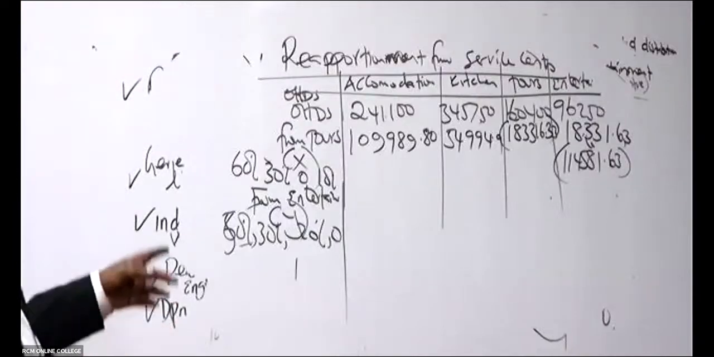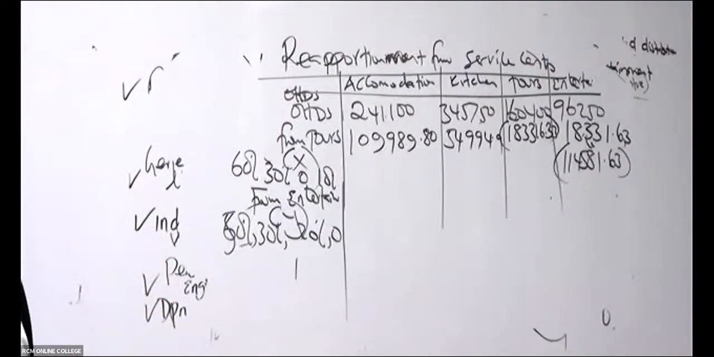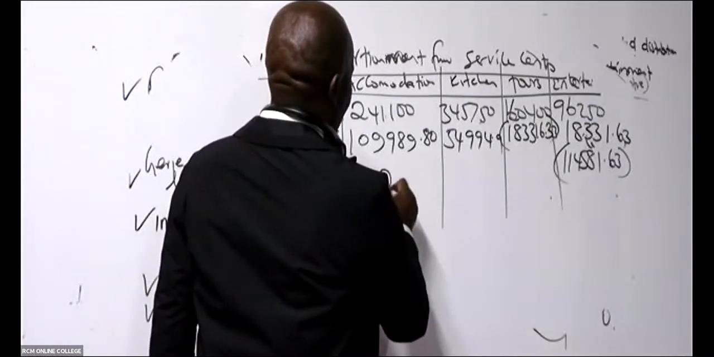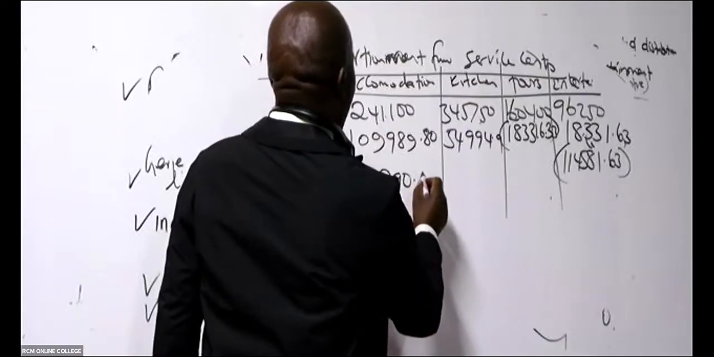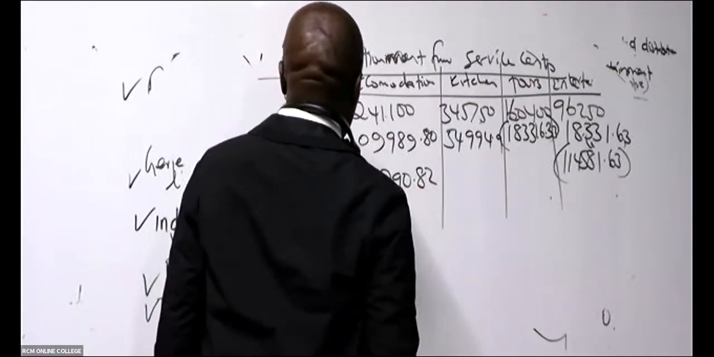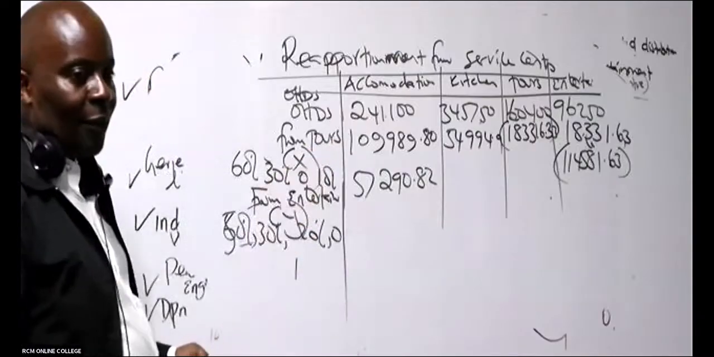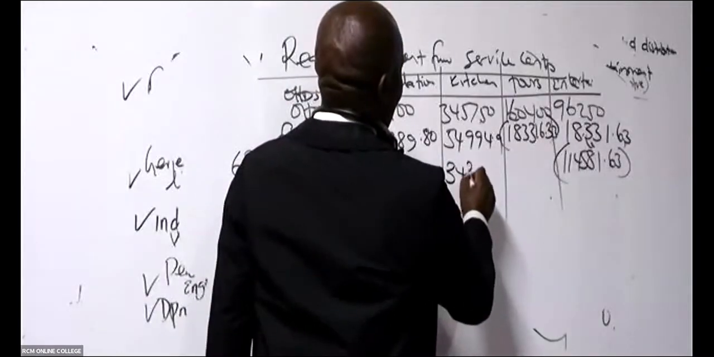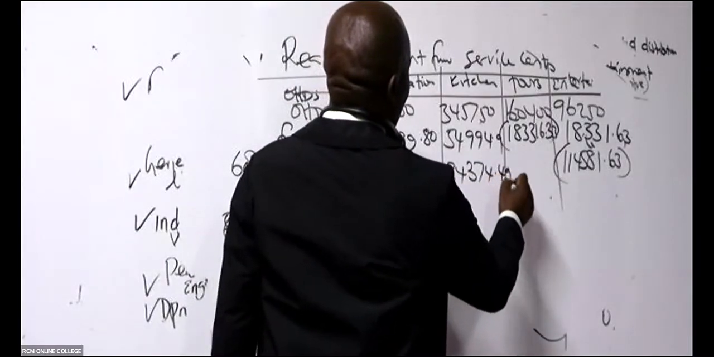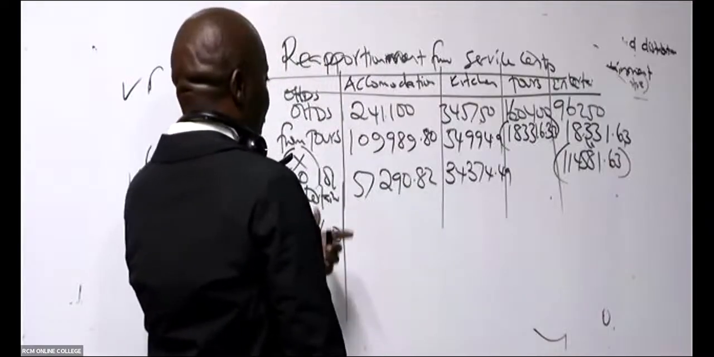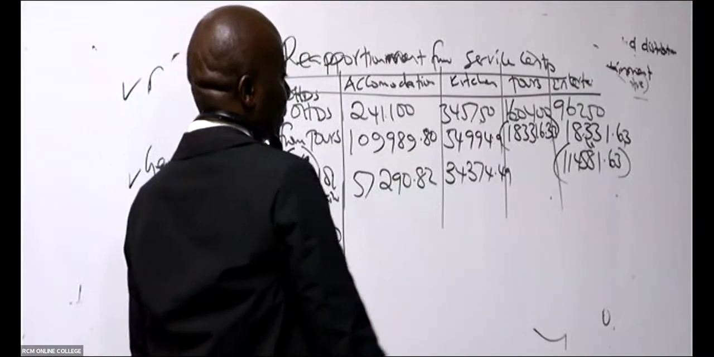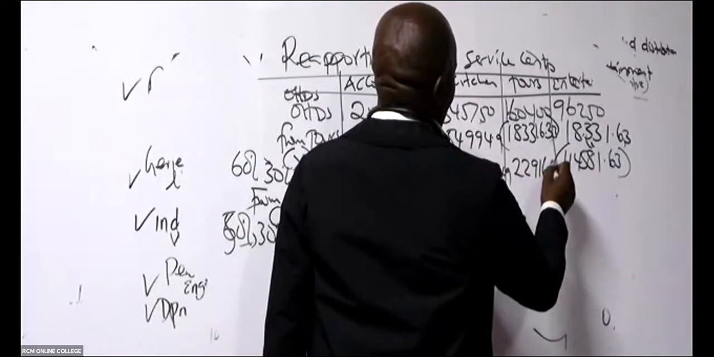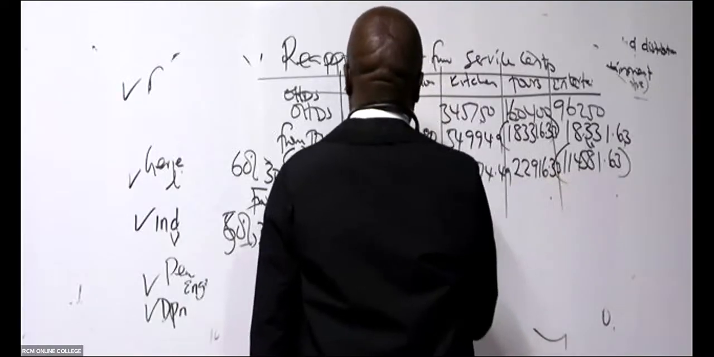So 50% of that 114,581. What figure are we getting, ninjas? 57,290.82. How about 30% of that figure there? 34,374.49. How about 20%? 22,916.33. So now come and add everything.